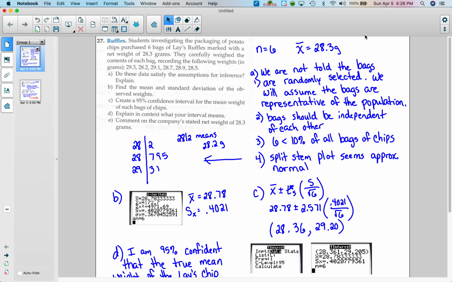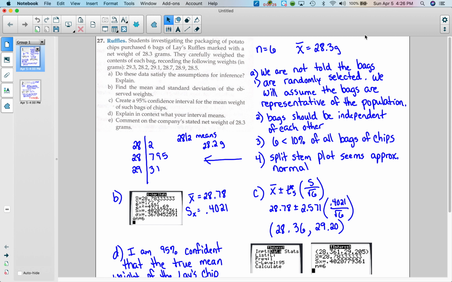So I wanted to do just a couple more examples from chapter 23 for you. And on this first one is Ruffles potato chips. Students investigating the packaging of potato chips purchased 6 bags of Lay's Ruffles, marked with a net weight of 28.3 grams. They carefully weighed the contents of each bag, recording the following weights in grams, and you're given the data.